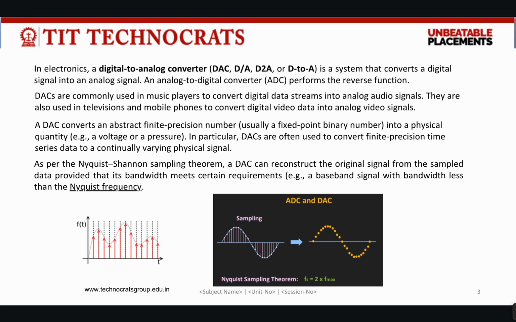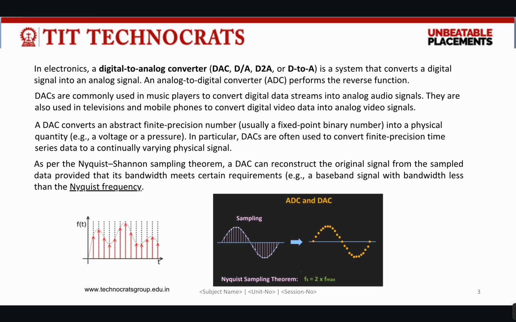A DAC converts an abstract finite precision number into a physical quantity, for example a voltage or a pressure. In particular, DACs are often used to convert finite precision time series data to a continually varying physical signal. As per the Nyquist-Shannon sampling theorem, a DAC can reconstruct the original signal from the sample data provided that its bandwidth meets certain requirements, for example, a baseband signal with bandwidth less than the Nyquist frequency.